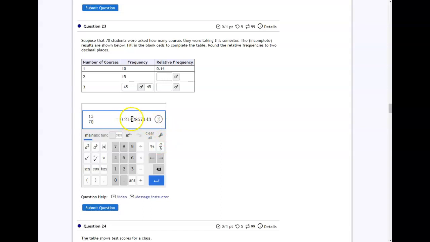So looking at the 4, that is not going to round the 0.21 up, so we're going to have 0.21. Make sure you round however it tells you to round. Here it says round to 2 decimal places. If not, it will mark your answers wrong just for rounding incorrectly. And then the last one, you're going to do 45 out of the total, which will be 0.64. So remember, relative frequency is part over whole. So the part of that class out of the total.